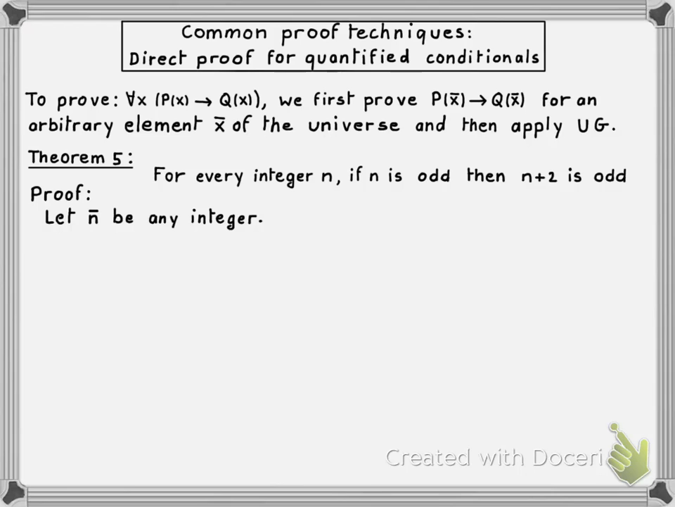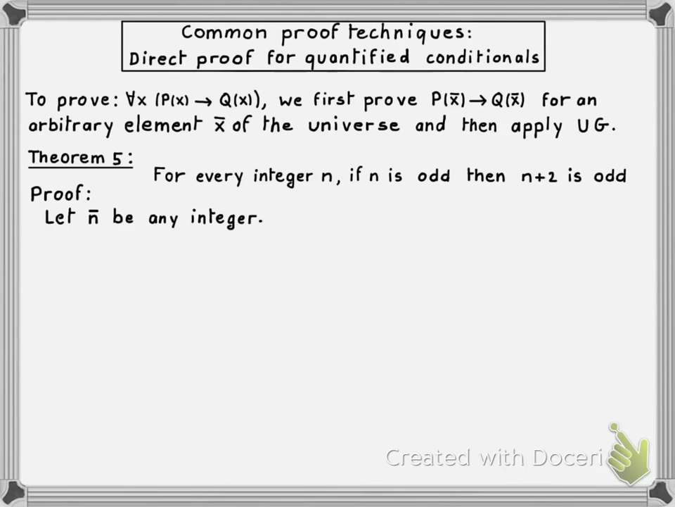The second technique we saw was the trivial proof technique, which applies when you can prove that q of n bar is always true. So is it always true that n bar plus 2 is odd? And the answer is no. So we can't use a trivial proof technique either. So the third possibility is the direct proof, and that's what we're going to do.